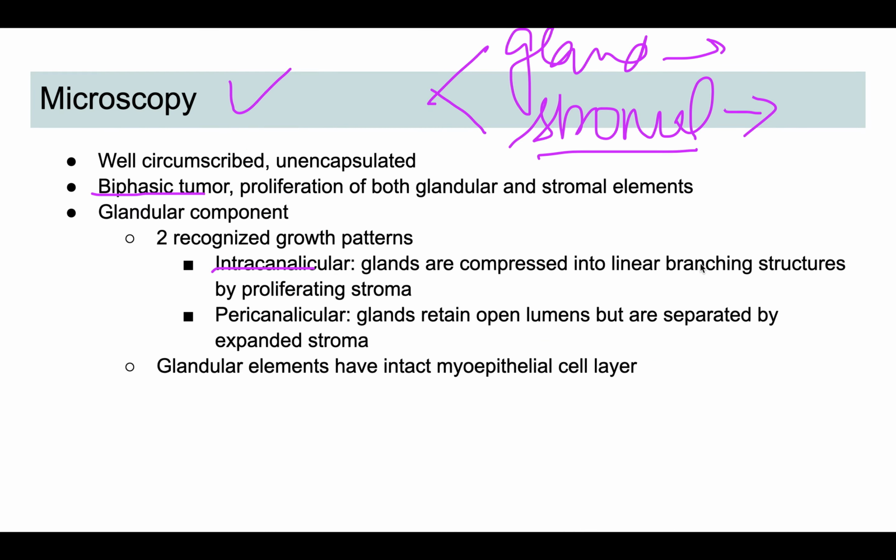So you have two patterns. In intracanalicular, the glands are compressed into linear branching structures by the proliferating stroma, and in pericanalicular, the glands retain their open lumina. One more thing to remember: because it is a benign tumor, an intact myoepithelial cell layer will be present.